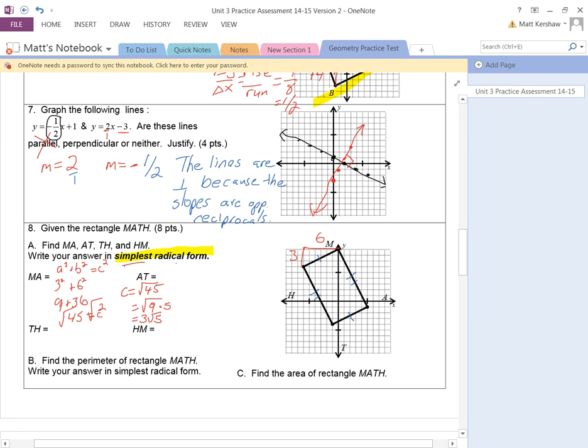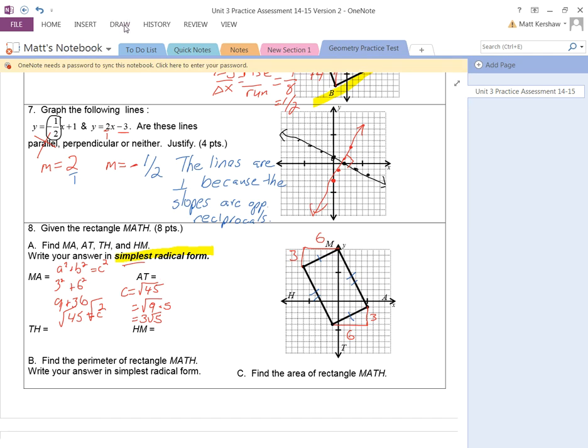And I'm going to use that same work for finding AT, because if I draw my triangle here, it's 1, 2, 3, 1, 2, 3, 4, 5, 6. So like I was saying earlier, since it's a rectangle, we know the opposite sides are congruent. So both MA and AT are 3 rad 5.